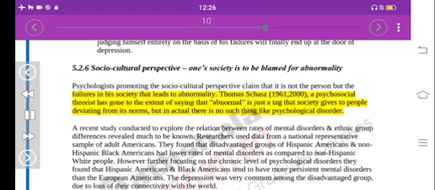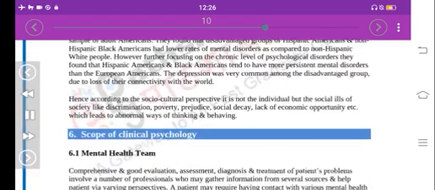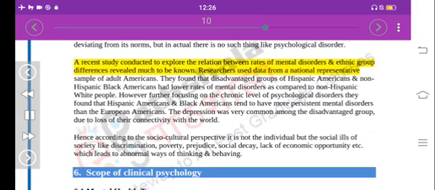psychological disorder. A recent study conducted to explore the relation between rates of mental disorders and ethnic group differences revealed much to be known. Researchers used data from a nationally representative sample of adult Americans. They found that disadvantaged groups of Hispanic Americans and non-Hispanic Black Americans had lower rates of mental disorders as compared to non-Hispanic white people. However, further focusing on the chronic level of psychological disorders, they found that Hispanic Americans and Black Americans tend to have more persistent mental disorders than the European Americans.